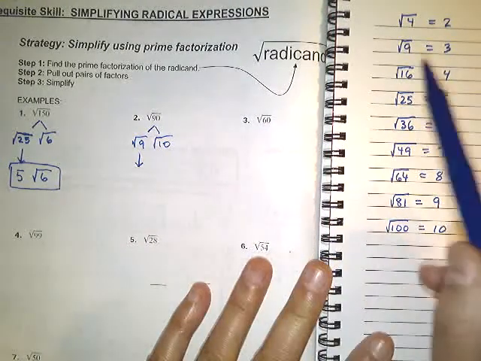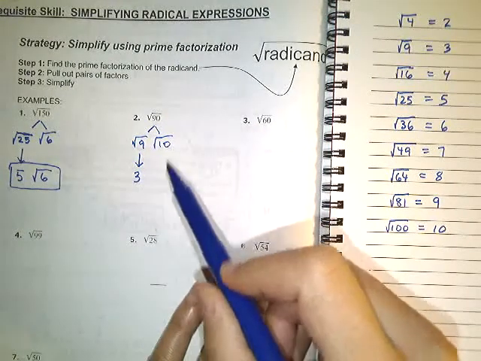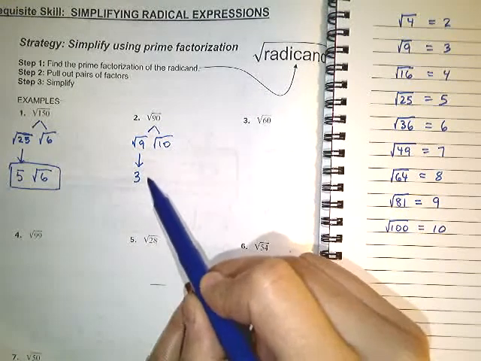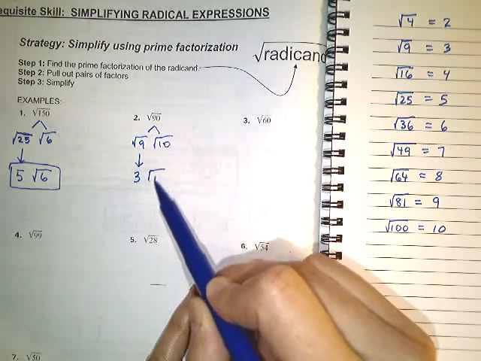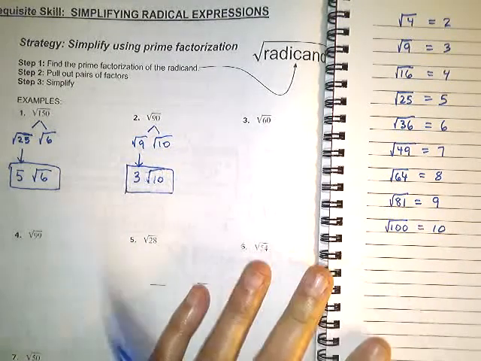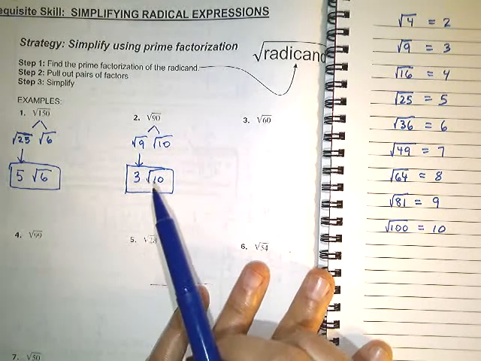The square root of 9 can be simplified, written more simply, as just 3. The square root of 10, no. The square root of 10 cannot be simplified any further. So we'll just write that, the square root of 10. So that is the simplified radical form of the square root of 90: 3 root 10.